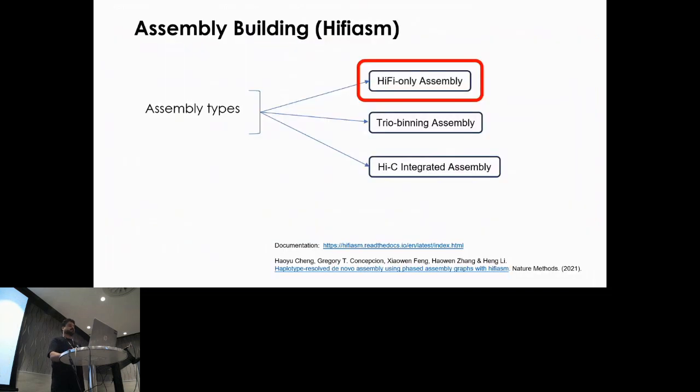So for the methodology, we use hifiasm since we have the HiFi data. hifiasm has 3 main approaches: HiFi-only assembly, like in our case, or trio-binning assembly in case you have the whole family, so you can phase the paternal and maternal haplotypes as well, or Hi-C integrated assembly. And the recent version of the hifiasm tool, released I think 2 months ago, now allows you to combine different long-read technologies, so you can combine ONT ultra-long reads, for example, with HiFi.